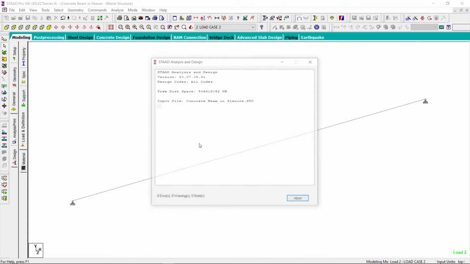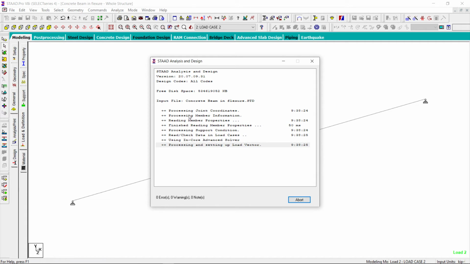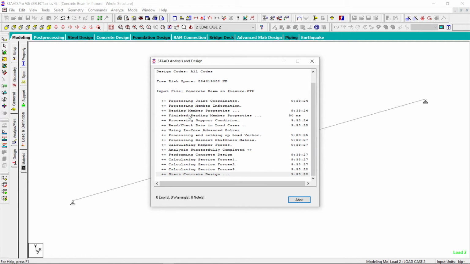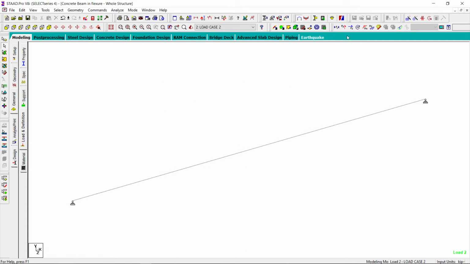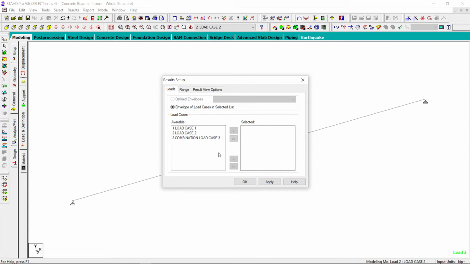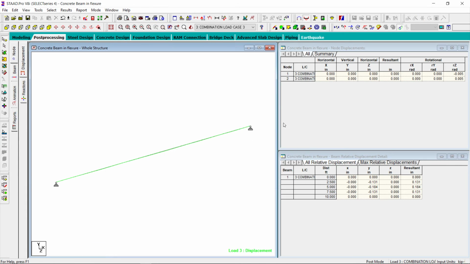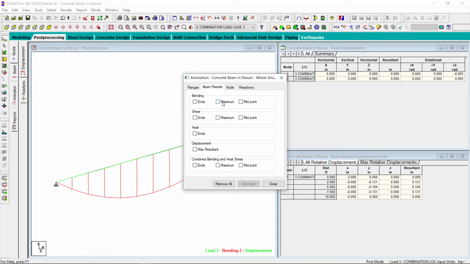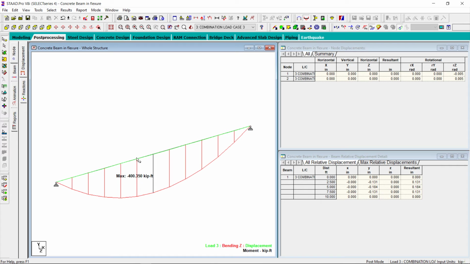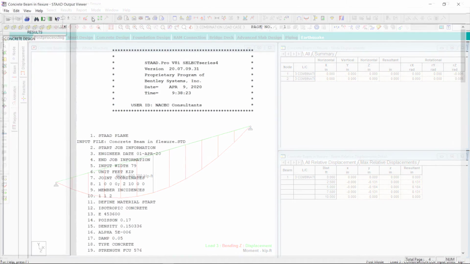Analyze. Okay. Done. Go to post-processing. Let us see the bending moment. Okay, so the bending moment is 400. And now let us see the result.